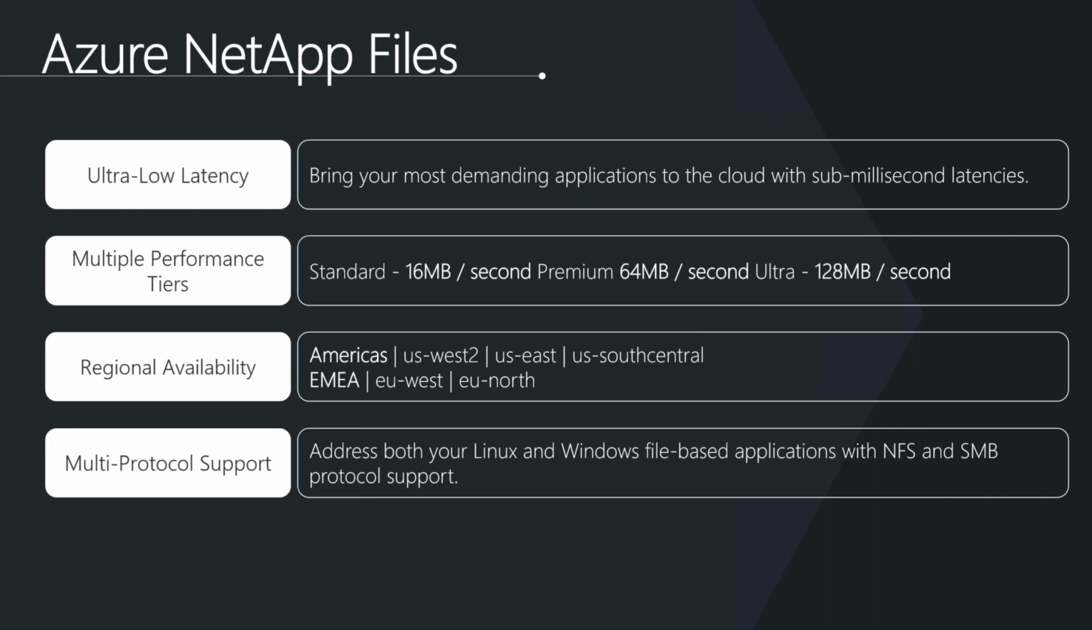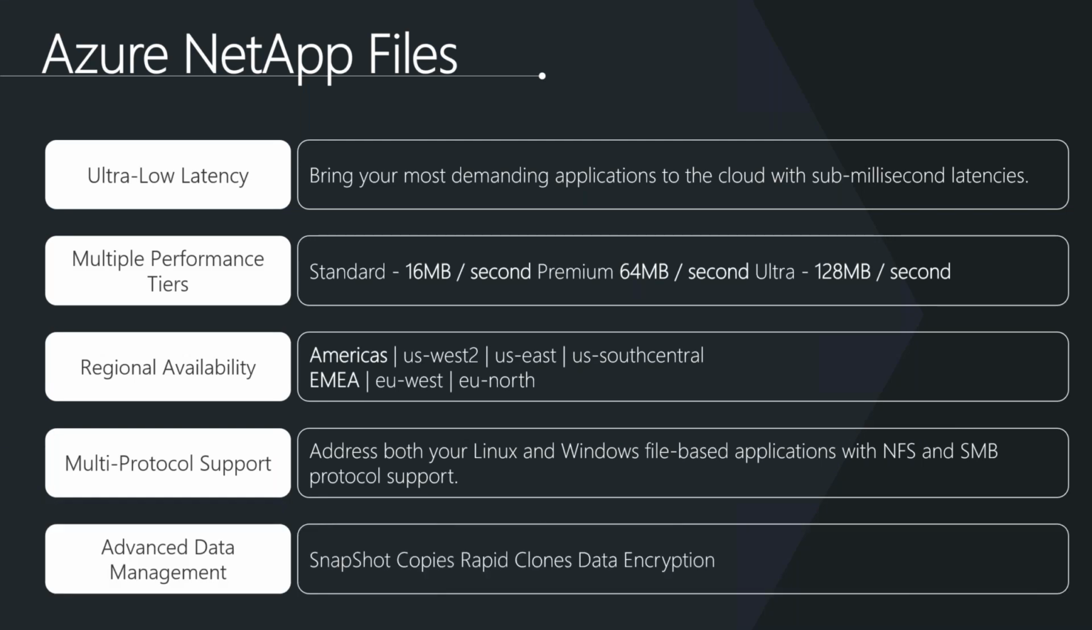What NetApp is saying is it's very, very low latency. You can have it in different regions. It supports NFS and SMB, so it's very like Azure Files. You can do rapid clones with it, and you can get very high performance. They have multiple tiers, so the highest one, Ultra, will do 128 megabytes a second. Premium will do 64 megabytes a second, and Standard, which is probably what traditional file servers are more like, 16 megabytes a second.